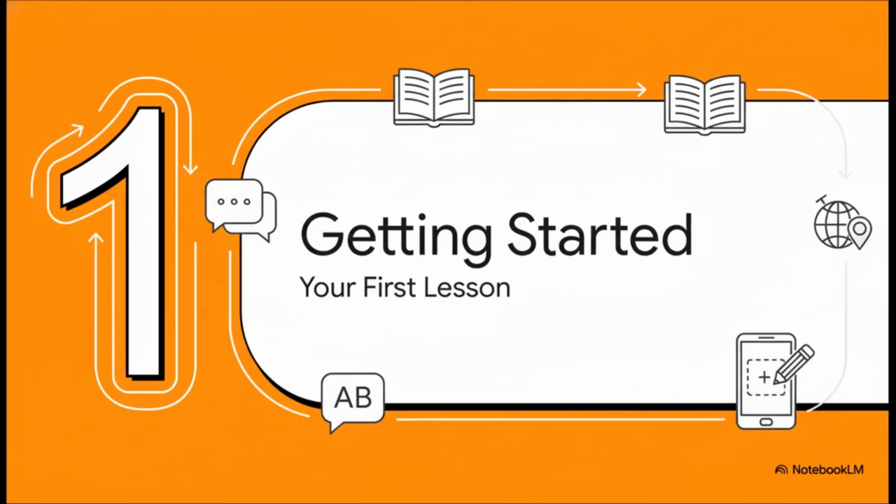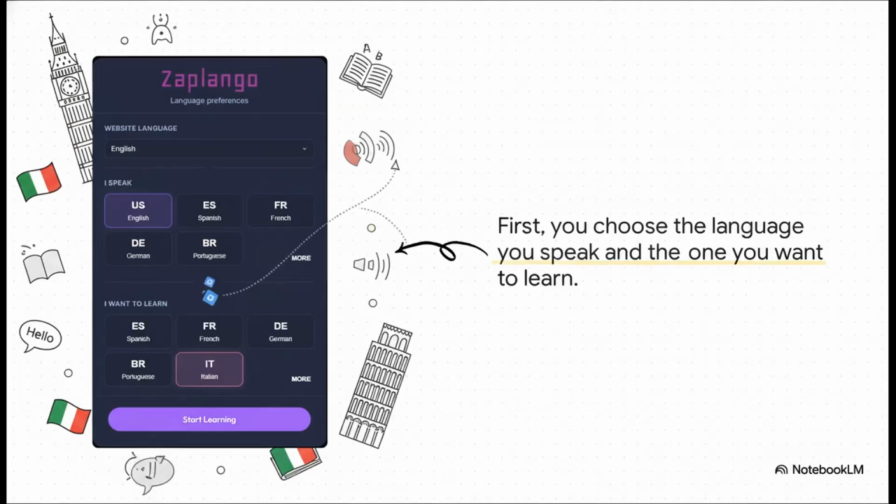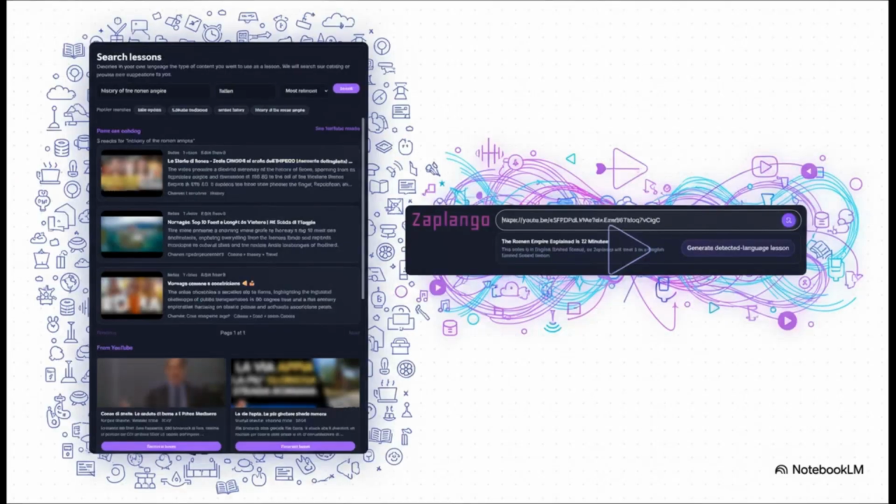Okay, first things first, let's get you set up and create your very first lesson. You'll see it's actually super simple. Right when you open the app, this is what you see. It just asks you two things: what language you speak and what language you want to learn. For our little tour, we're going to go from English to Italian. Easy enough.